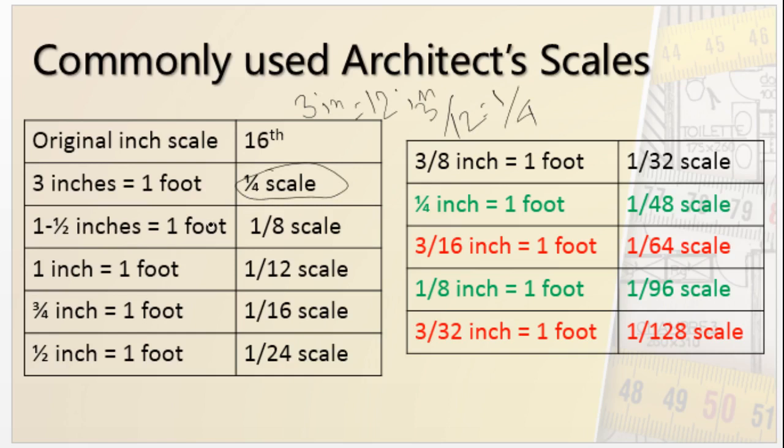1/2 inch equals to 1 foot, that is obviously half of 1/4, that is 1/8 scale. So hence we can see all other scales are mentioned here. 1/4 inch will be used for 1/4 divided by 12, that will be 1/48 scale. So thereby we can define all these scales. These are the commonly used architect scales, typically conventional scales.